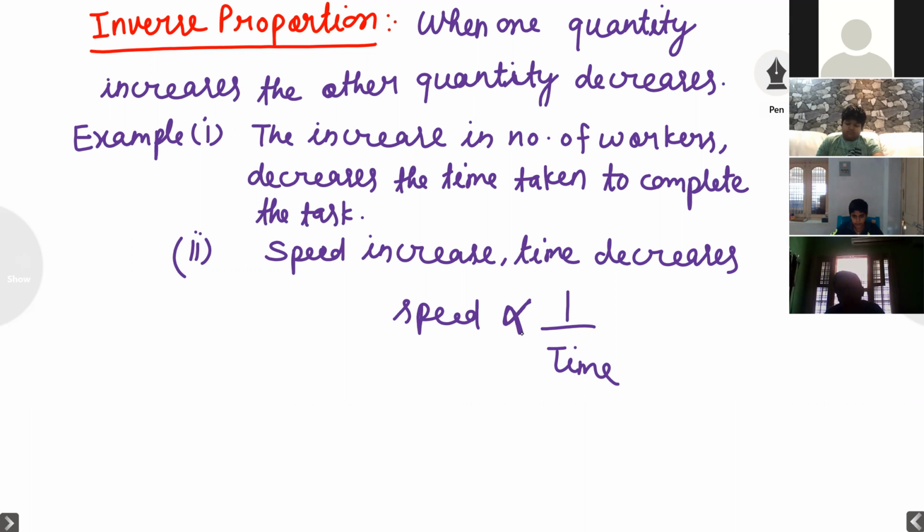Now we are going to solve many examples. In the case of direct proportion, the questions were different. In the case of inverse proportion, the concept is different. There is only one method to solve inverse proportion questions. Now note down example 1.